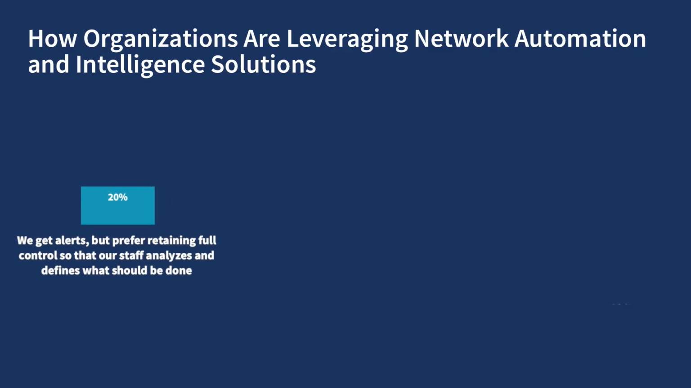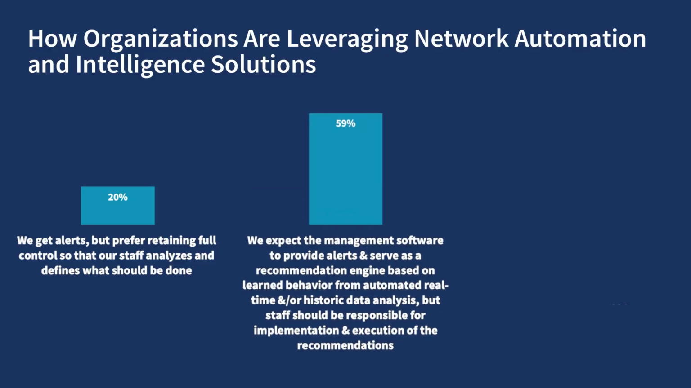So how are organizations leveraging network automation and intelligent solutions? Well, our research shows nearly a perfect maturity model, with 20% leaders, 60% followers, and 20% being more conservative. You can see that 20% of the organizations said that they want to get alerts, but still have full control over what's being done. Meaning the operations teams will analyze the data, define what needs to be done, and then go do it manually. And then 60%, well, 59%, are more open to assistance in identifying and providing a recommended solution, but still want to have control and manually implement the recommendation.